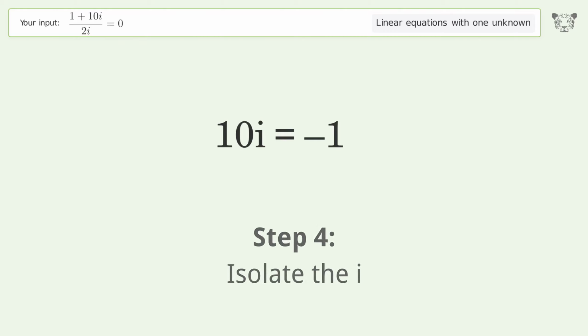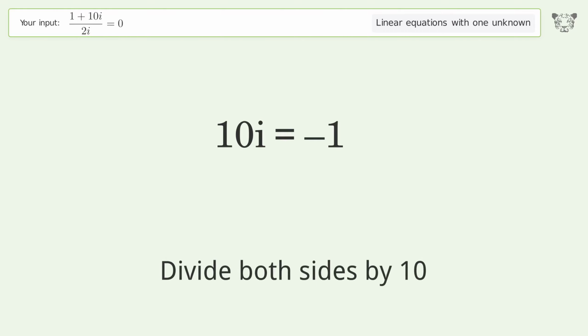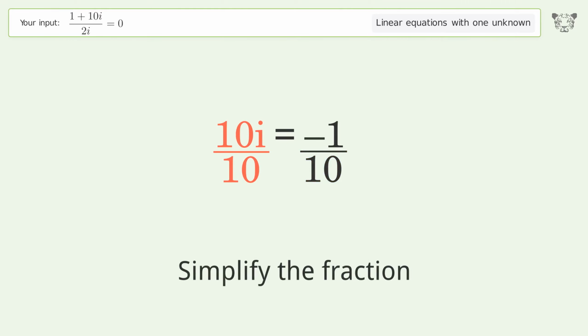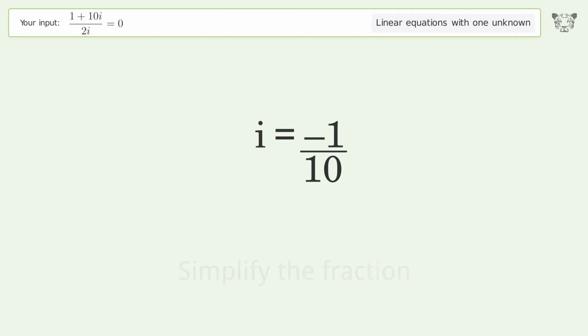Isolate the I. Divide both sides by 10. Simplify the fraction. And so the final result is I equals -1/10.